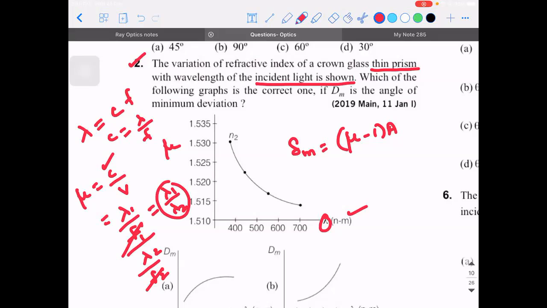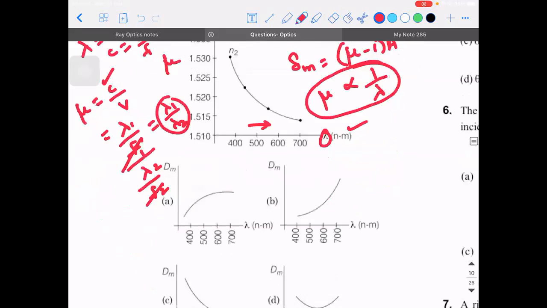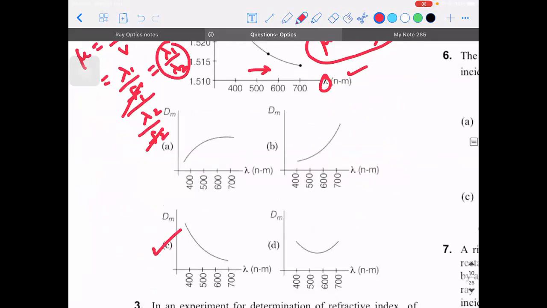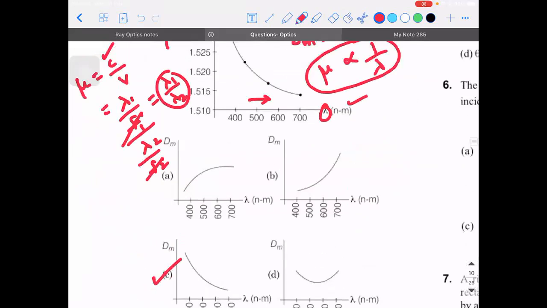So from what he told, mu is inversely proportional to lambda. Okay, accepted. So what will happen? Look at the graph. As the value of lambda is increasing, what is happening to mu? It is decreasing. Correct? So the same thing will happen to the angle of minimum deviation. Deviation goes inversely proportional. Yes. So the answer is C. Correct?